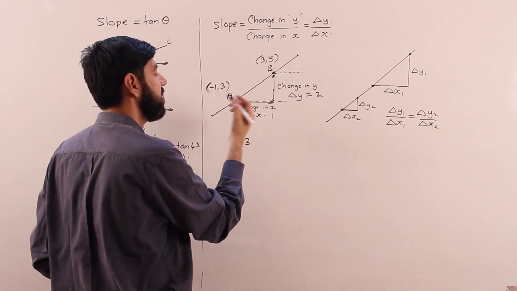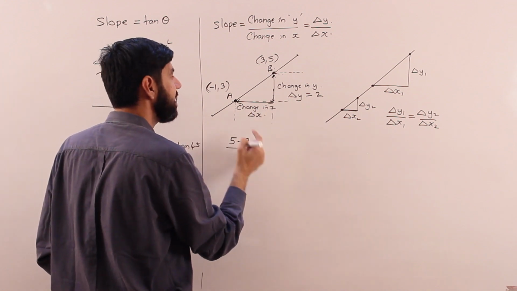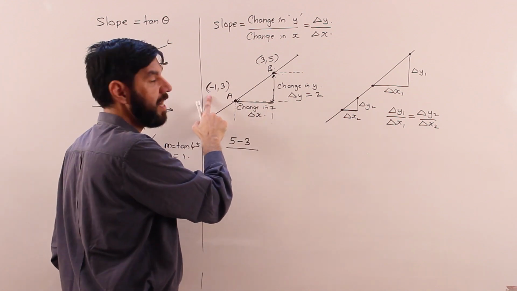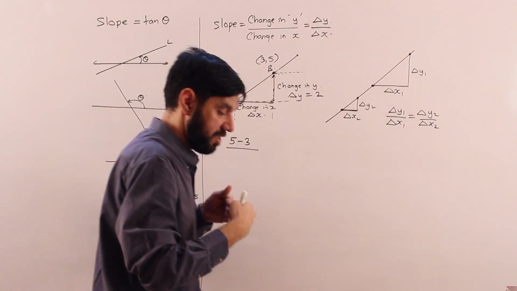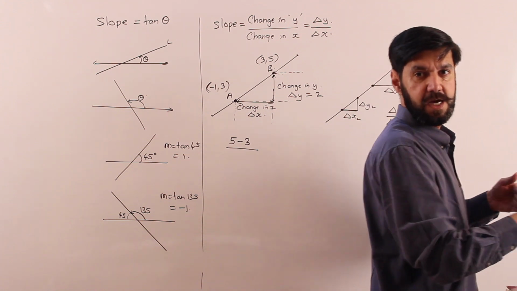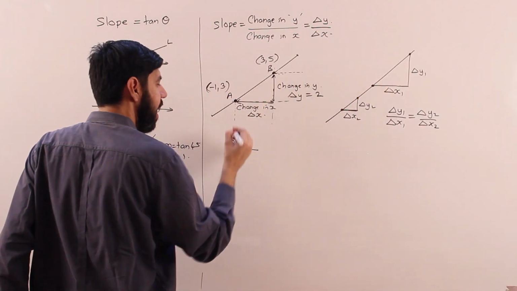Now let's see what is the change in the x coordinate. I was at minus 1, I've moved to 3. Which direction? Plus direction. From minus 1, 0, 1, 2, 3. So that is a shift of 4. How do I get that?